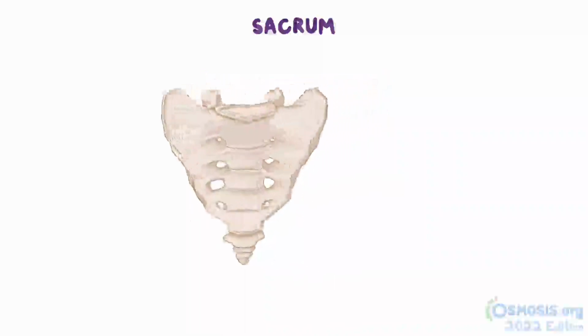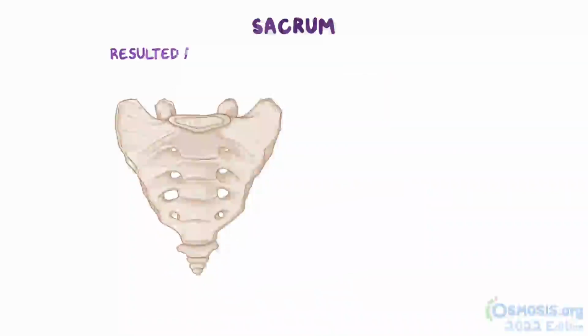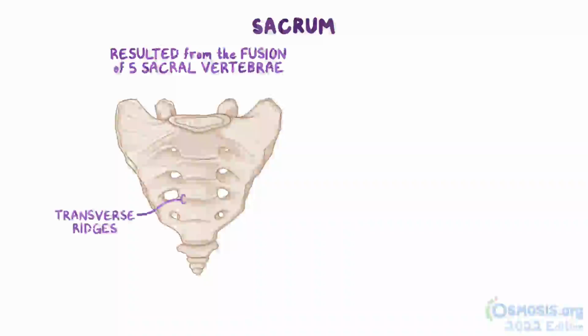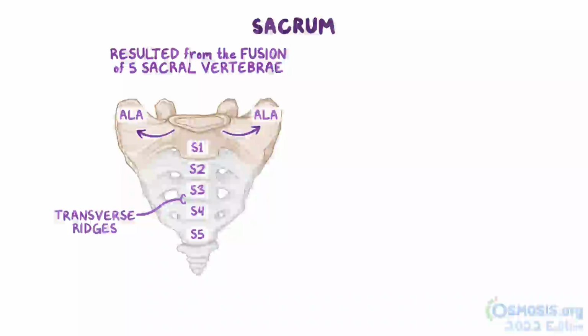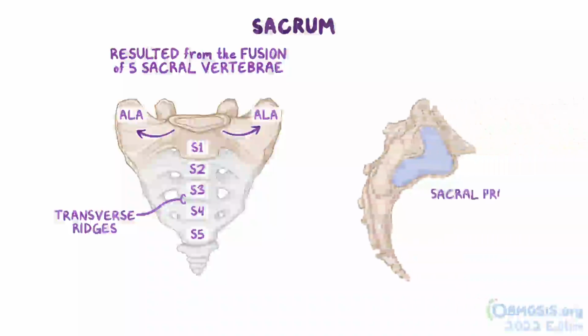From an anterior view, we can see how the sacrum resulted from the fusion of the 5 sacral vertebrae, as we notice the 4 transverse ridges that indicate the divisions between what originally was the 5 individual sacral vertebrae, S1 through S5. The wide base of the sacrum is derived from S1, and on each side it extends laterally as a wing-like structure called the ala, which is Latin for wing. The anterior lip of the body of S1 is called the sacral promontory, which marks the border of the pelvic inlet.